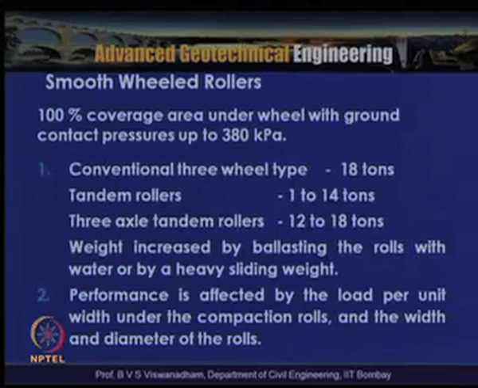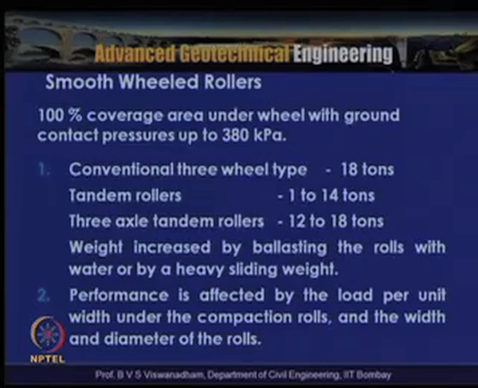These smooth wheeled rollers possess 100% coverage area under the wheel load with ground contact pressures up to 380 kilopascals. So they will be able to induce a pressure of 380 kilopascals on the surface of the ground so that the soil can be compacted. In the conventional three wheel type, the weight will be around 18 tons. Tandem rollers will be about 1 to 14 tons. Three axle tandem rollers about 12 to 18 tons.